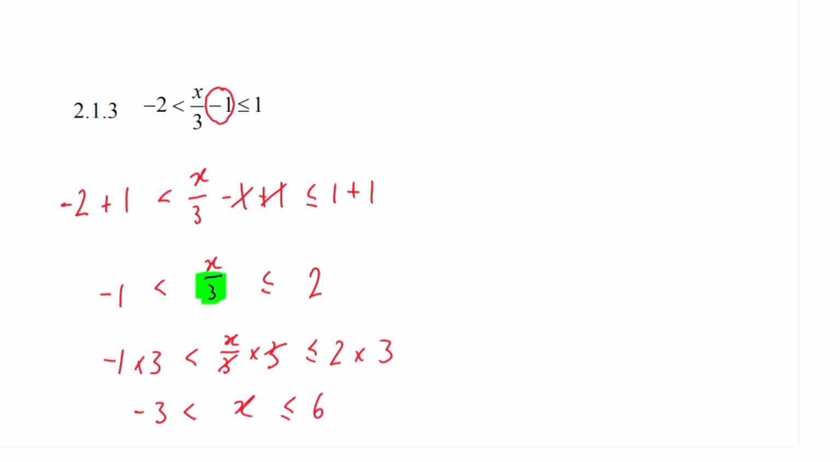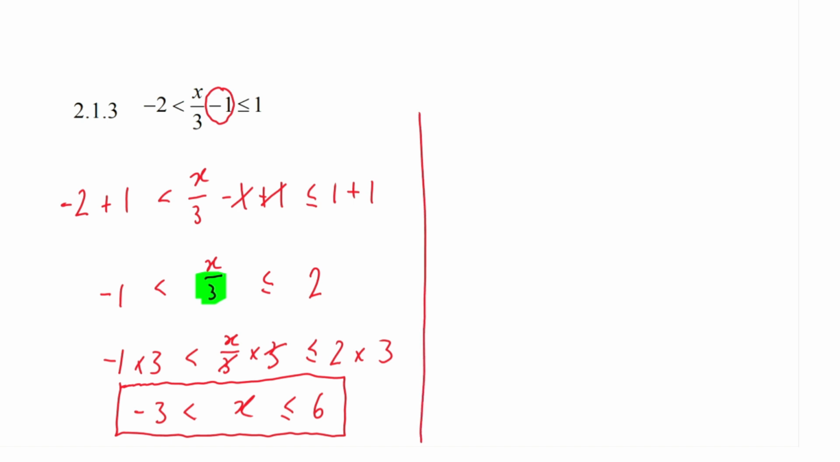And this is our solution. Minus 3 is less than x is less than or equal to 6. Of course, we might be asked to show this on a number line.